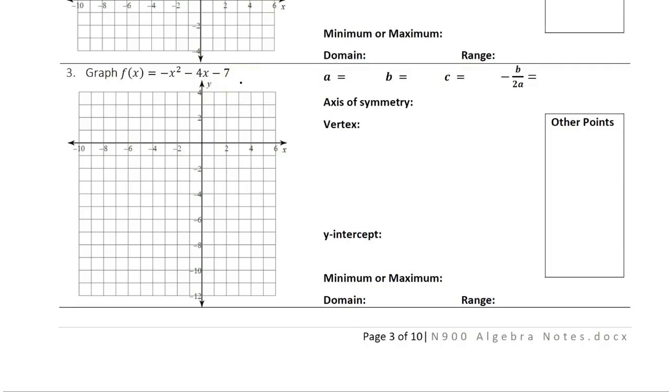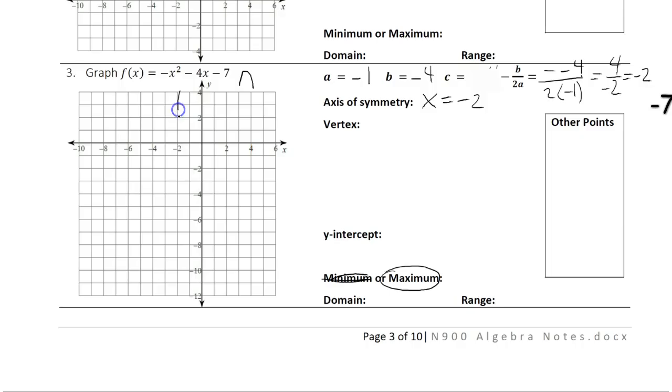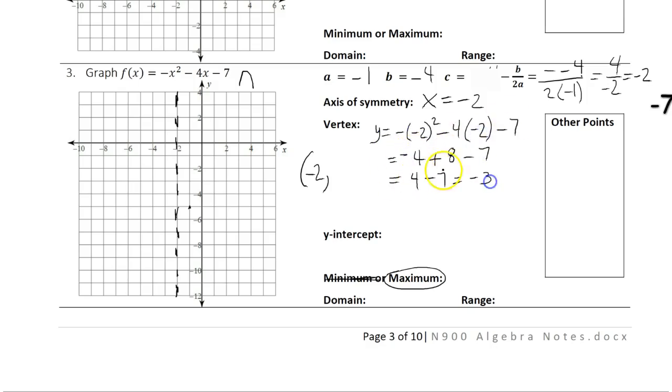Now that you have tried it yourself, check your work. A is negative, so this parabola will open downwards. It will have a maximum. A is -1, B is -4, C is -7. The axis of symmetry is x equals -2. Draw a dotted line at x equals -2. Plug in -2 to find the vertex. The vertex is (-2, -3).